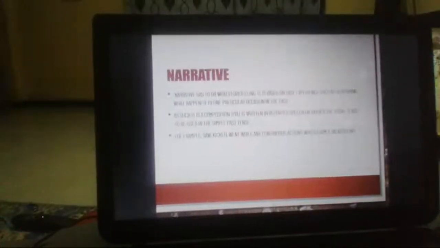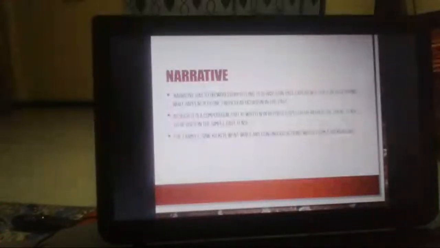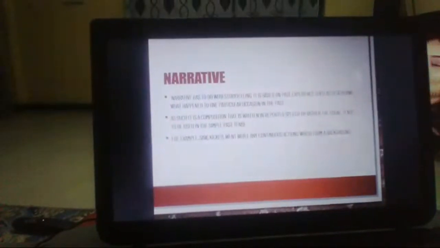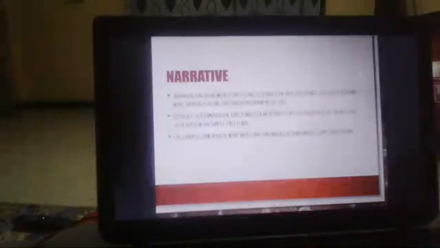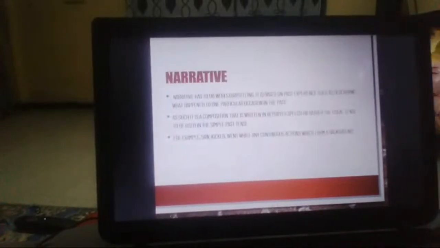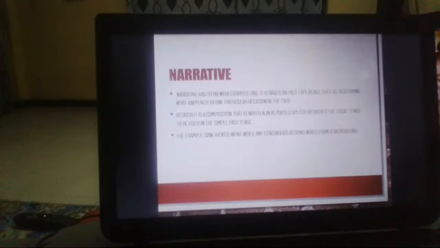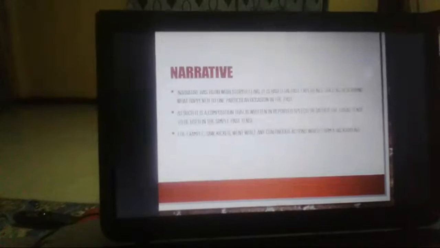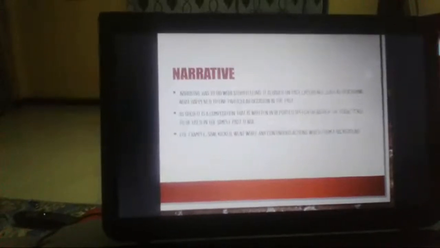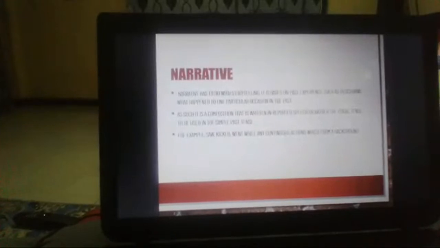So as such, it is a composition that is written in reported speech, or rather uses the simple past tense. Okay, because it is told in the past tense. So the tense is usually the simple past. For example, when you're looking at examples, you're looking at words like saw, kicked, went, and some of the continuous past form of words. Okay?